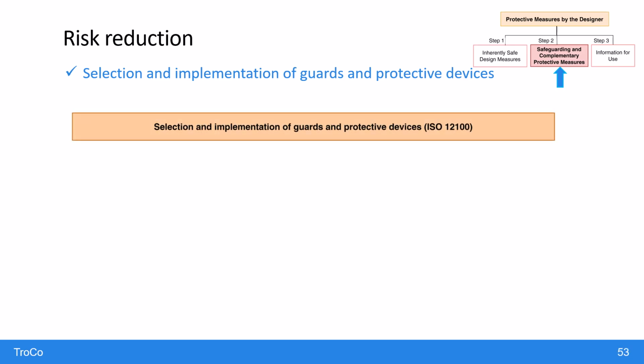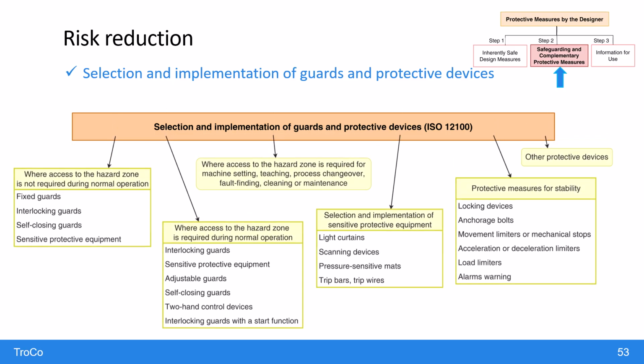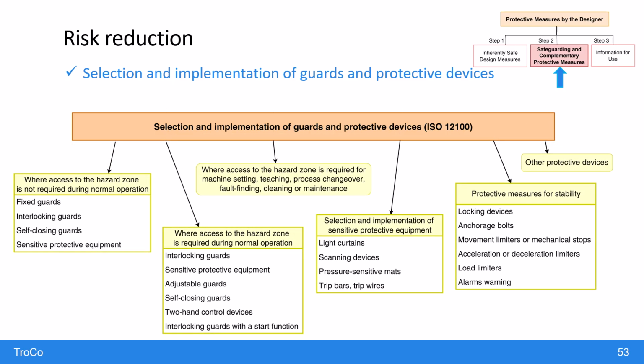When selecting and implementing guards and protective devices, different scenarios must be considered to ensure comprehensive safety. Each scenario offers several options. These scenarios can be where access to the hazard zone is not required during normal operation, or where access to the hazard zone is required during normal operation, or where access to the hazard zone is required for machine setting, teaching, process changeover, fault finding, cleaning, or maintenance.